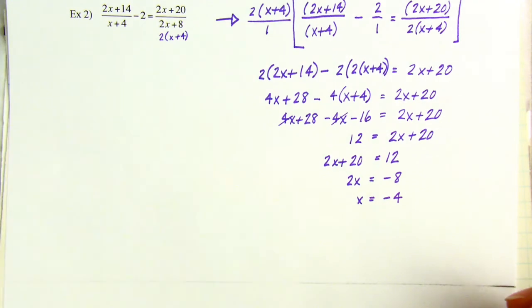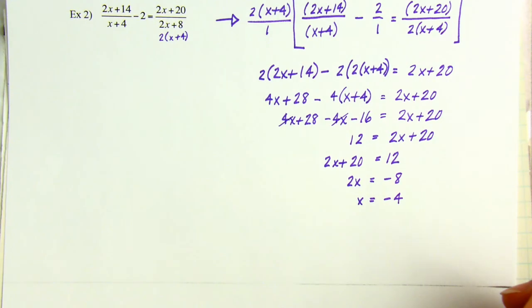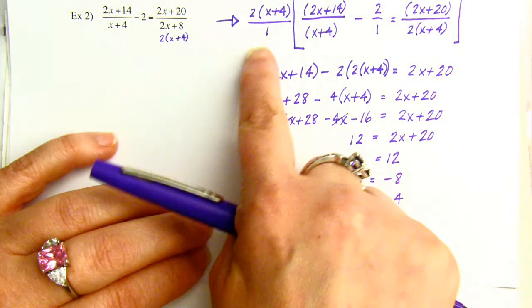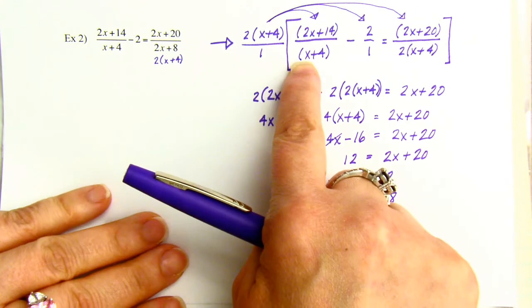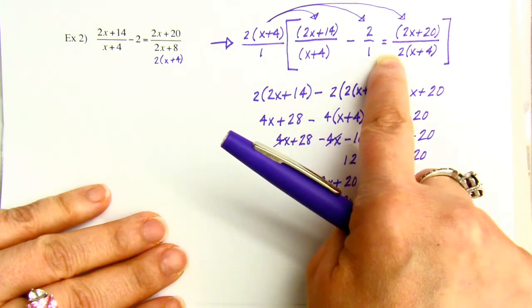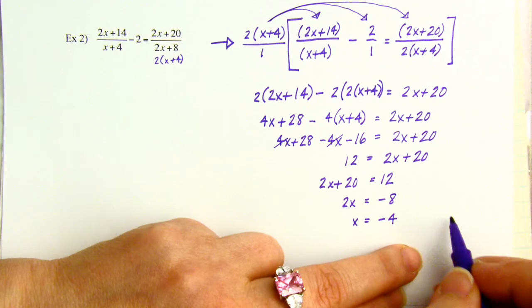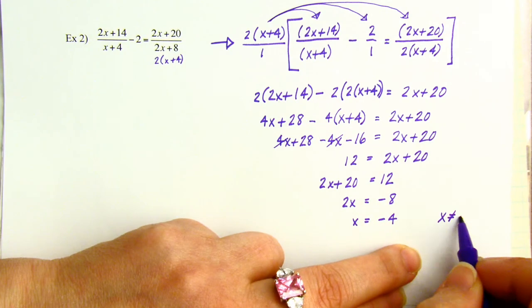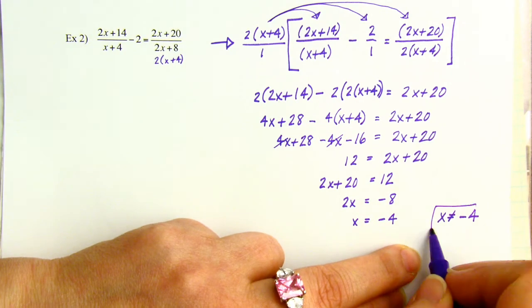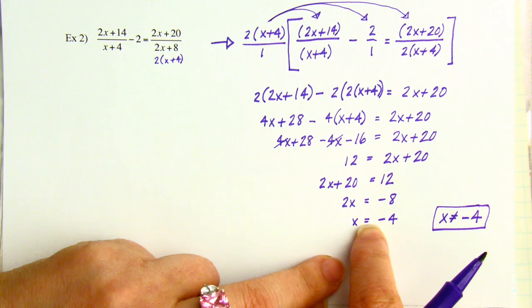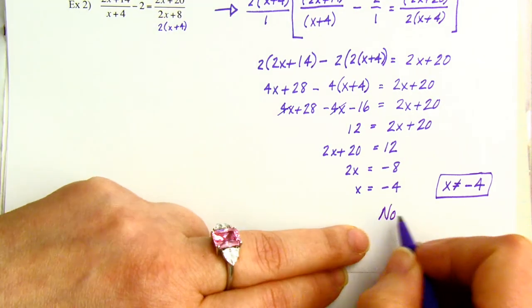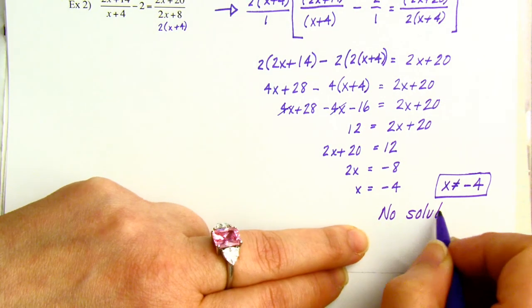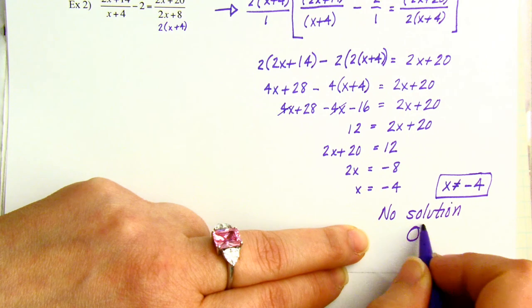All right, now I have to look for my restrictions on what x can't be. Well, a 1 is not going to be a restriction. A negative 4 is a restriction. This gives me no restrictions. A 2 is not a restriction. A negative 4. So x can't be negative 4. But we're saying x is negative 4. So what we have here is no solution, or you could write it as the empty set.